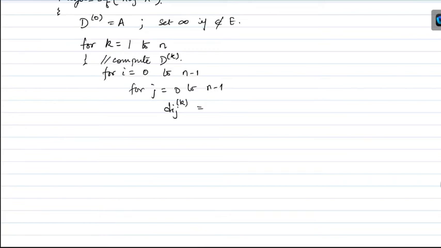How do I update dij^k? It's simply the min of dij^(k-1) and dik^(k-1) plus dkj^(k-1). Yes? That's it. That's Floyd's algorithm.